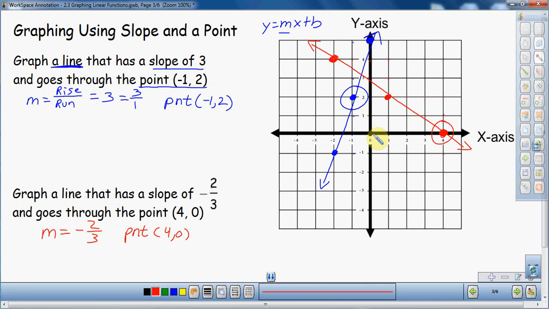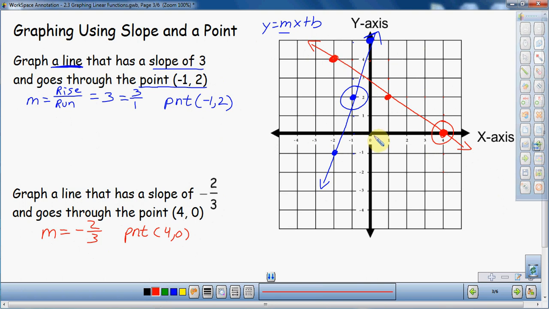A couple of extras here is that when you graph these points, I would graph a minimum of 3 points. That way, you can draw an accurate line. So notice what I did here. For the blue line, I had a point up here, the point where I started at, and then a point down here. So those are my 3 points. For the red line, started here, and then I made a second point, and I made a third point here, and I had my 3 points to make a line.